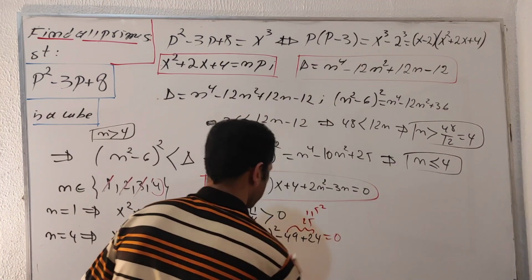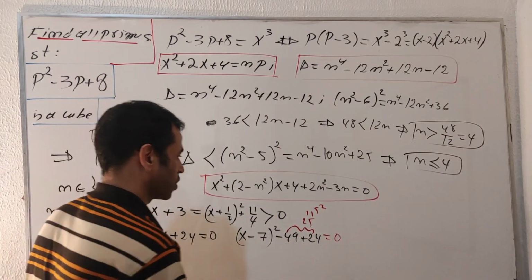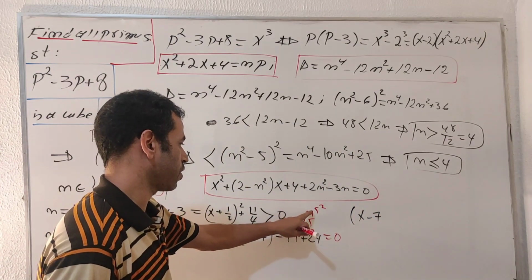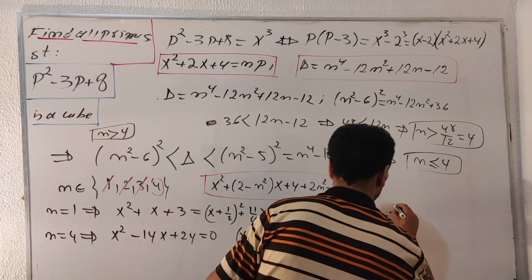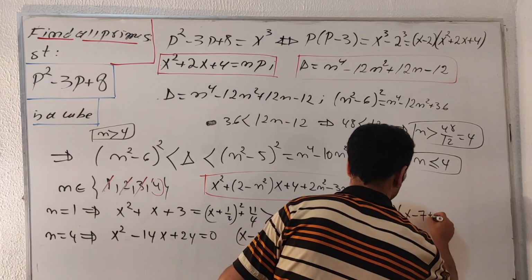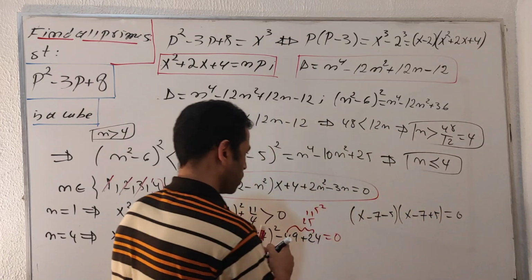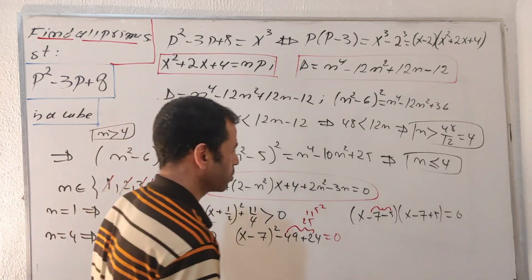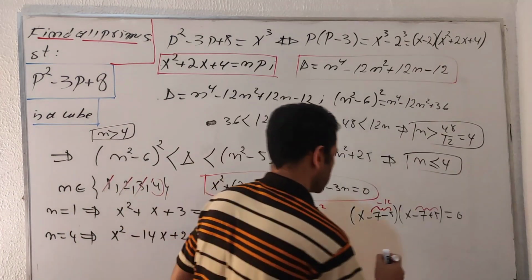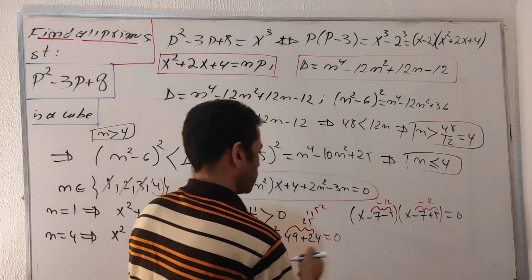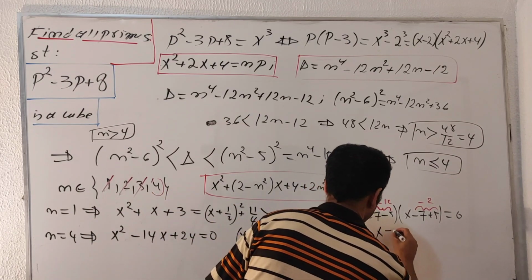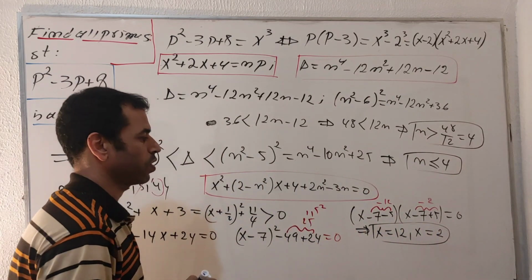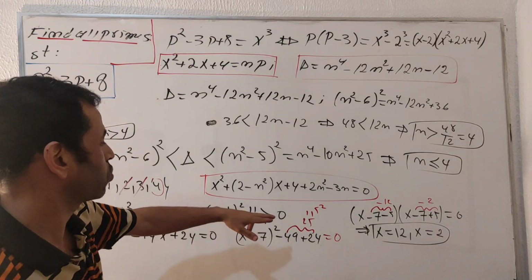which equals 5 squared. We have a difference of 2 squares. Let's factor that. I get x minus 7 minus 5, taking this as 5 squared, times x minus 7 plus 5 equals 0. This one is given as 12 and this one is given as 2. This implies x equals 12 and x equals 2. These are the only two values as solutions for this equation.